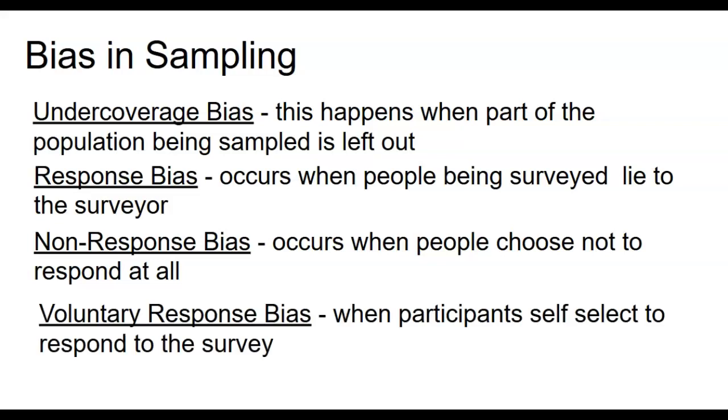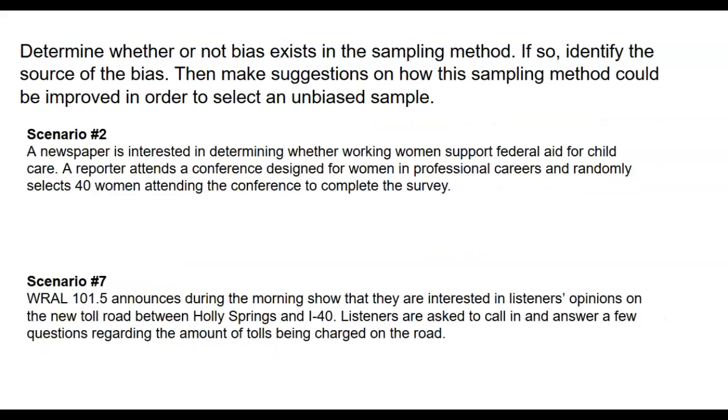Voluntary response bias. This is when participants self-select to respond to the survey. An example would be a radio station conducting a call-in poll on whether Civil War monuments should be removed from public spaces. This creates voluntary response bias because the people who respond to these types of surveys tend to have strong opinions one way or the other. Determine whether or not bias exists in the sampling method. If so, identify the source of the bias. Then make suggestions on how this sampling method could be improved in order to select an unbiased sample.